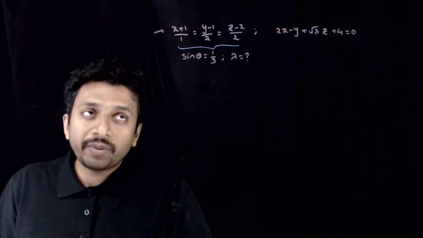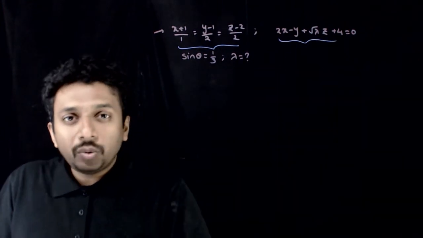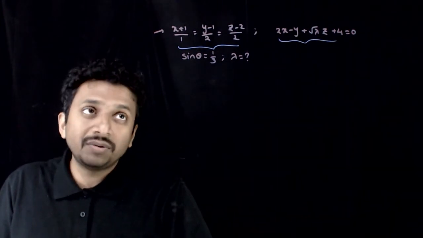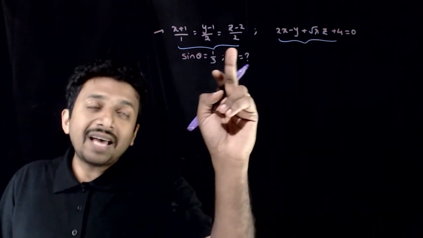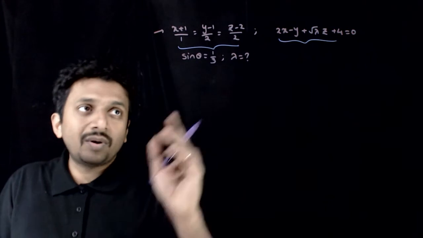You're given a line (x plus 1)/1 = (y minus 1)/2 = (z minus 2)/2, and a plane 2x minus y plus root lambda z plus 4 equals 0. If theta is the angle between these two, sin theta is given as 1 by 3. What is the value of lambda?